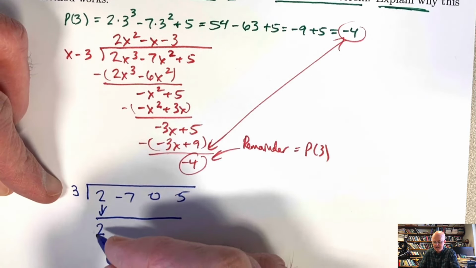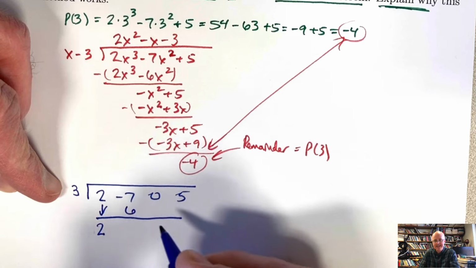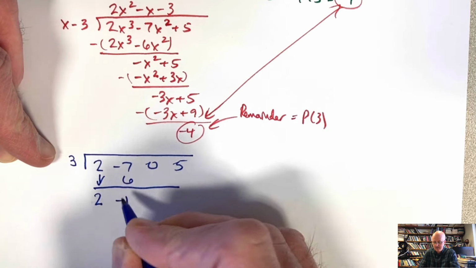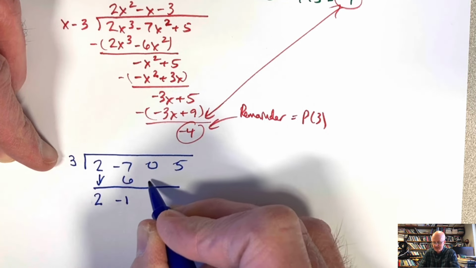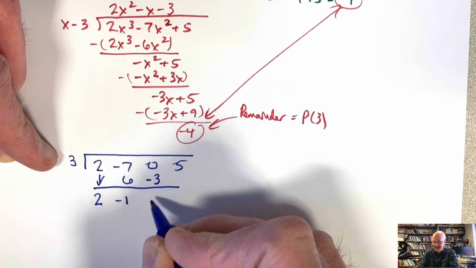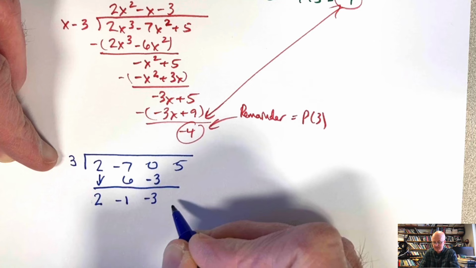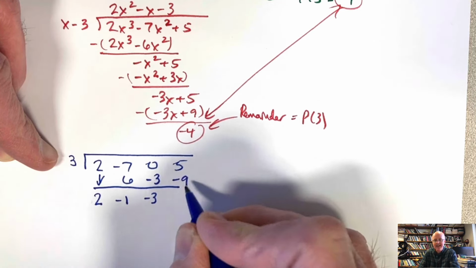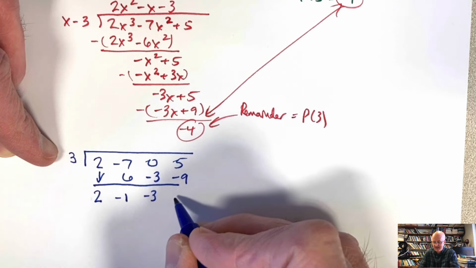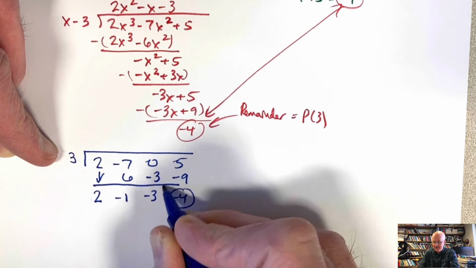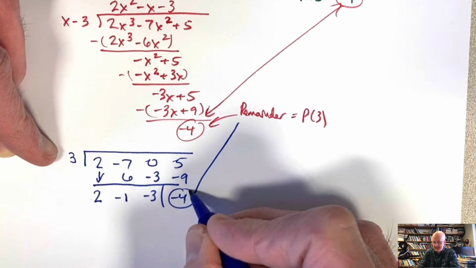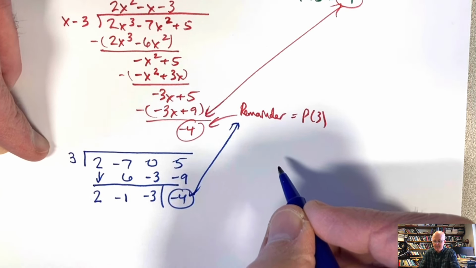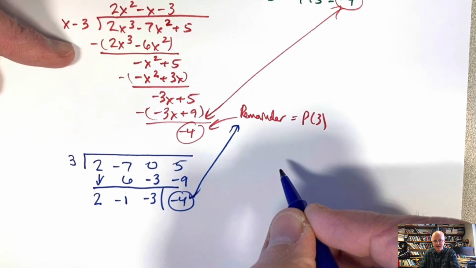Then you multiply. 3 times 2 is 6. Then you add negative 7 plus 6 is negative 1. Multiply 3 times negative 1 is negative 3. Add to get 0 plus negative 3 is negative 3. Multiply 3 times negative 3 is negative 9. Add 5 plus negative 9 is negative 4. That last number, same answer. It is the remainder that we get when we divide the original polynomial by x minus 3.